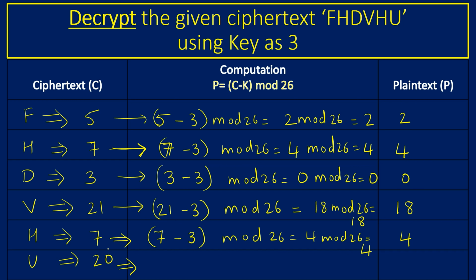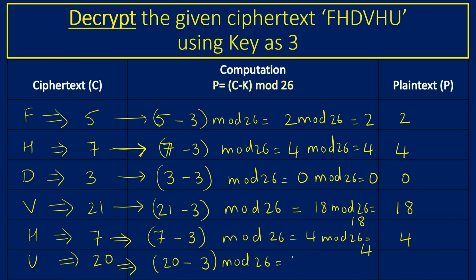The next letter was U. The number corresponding to letter U from the mapping table was 20. So we take the number 20, deduct the key which is 3 from it. So 20 minus 3 is 17 mod 26, and since 17 is a number which is less than 26, it remains 17. So the plain text number which we have recovered is 17.